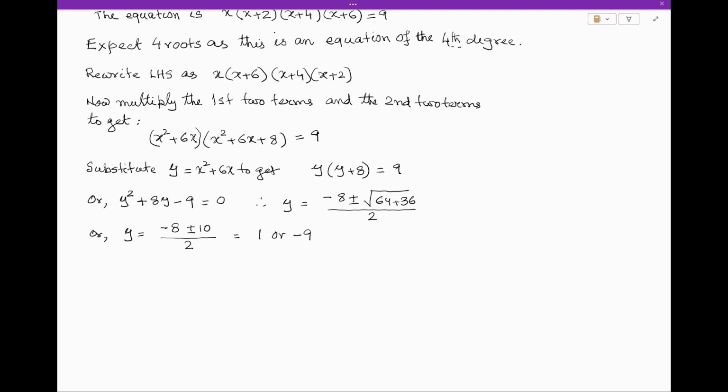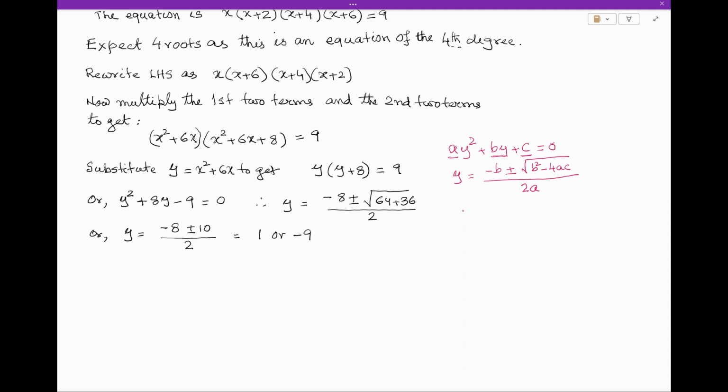This is a quadratic equation in y, so we can get two roots by following the general formula for the solutions of a quadratic equation, which is: if the equation is ay squared plus by plus c is equal to 0, then y is equal to minus b plus or minus square root of b squared minus 4ac, divided by 2a. A, b and c are the coefficients of the square term, the linear term and the constant term.